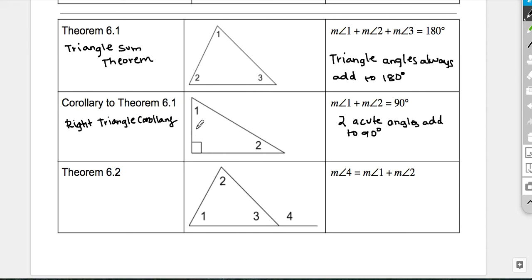So this is a specific case because we already know that angle 3 here is 90 degrees. We can take that out, subtract the measure of angle 3, subtract 90 from both sides, and then we are left with what we have here in the corollary.